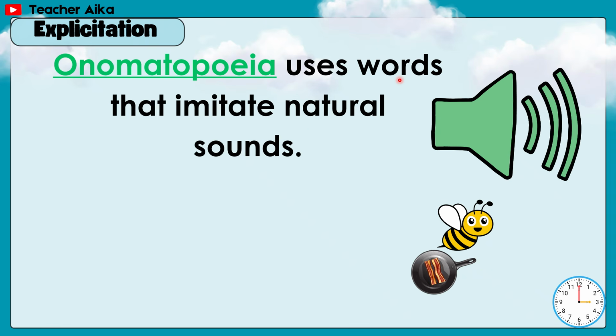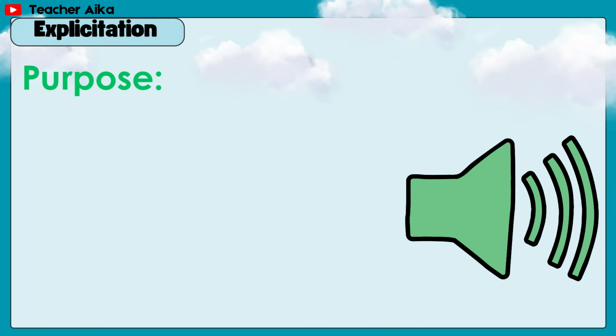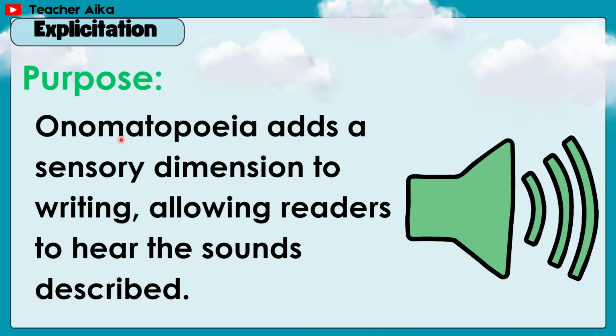Onomatopoeia uses words that imitate natural sounds. Examples. First, the bees buzzed in the garden. Second, the bacon sizzled in the pan. Third, the clock ticked loudly in the silent room. Purpose. Onomatopoeia adds a sensory dimension to writing, allowing readers to hear the sounds described.